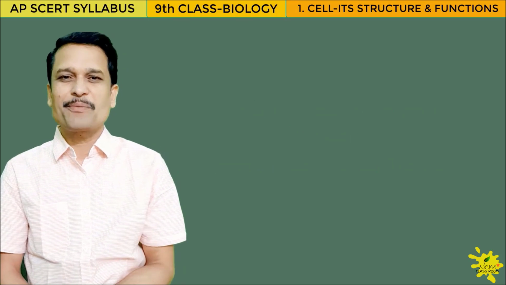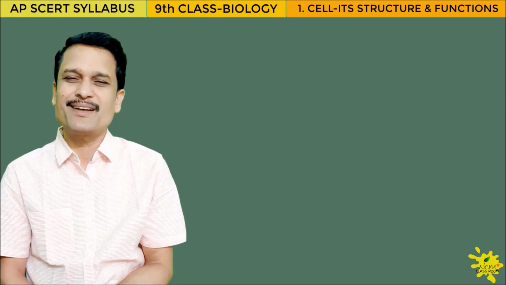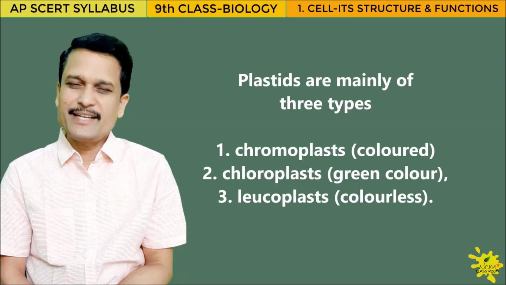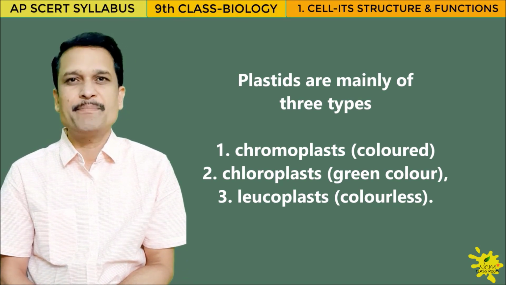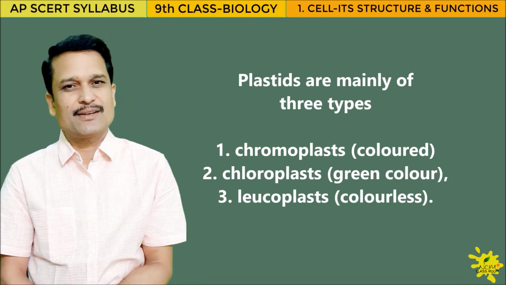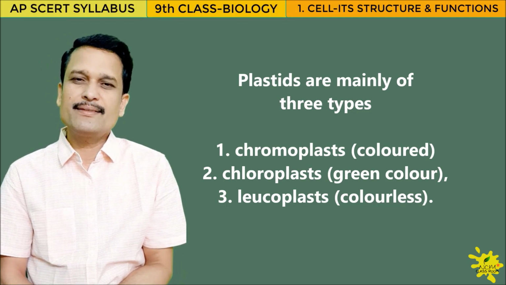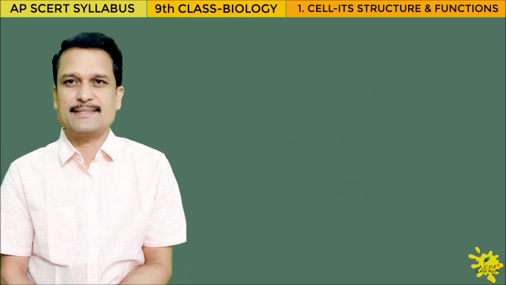Coming to another topic, plastids. These are the substances responsible for the color of the cell. Plastids are present only in plant cells. Plastids are mainly of 3 types. One is chromoplasts, which are colored pigments. Another one is chloroplasts. Chloro means green colored. Third is leucoplasts, which are colorless or white plastids.